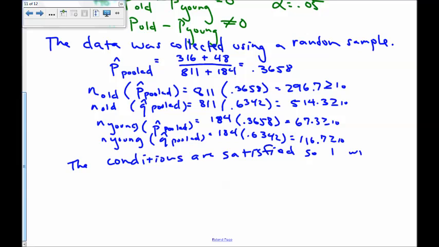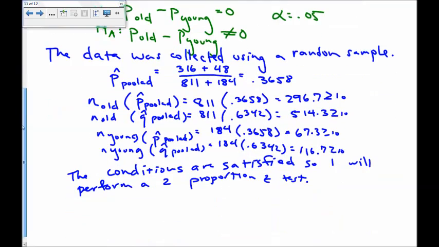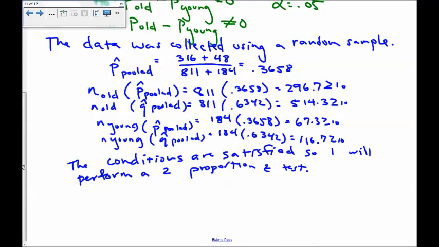So I will perform a 2 proportion z test. Okay, so I have stated my hypotheses, I checked my conditions, I've stated what test I'm going to do, and now I actually need to calculate the p-value. I will first start off with finding the standard error.